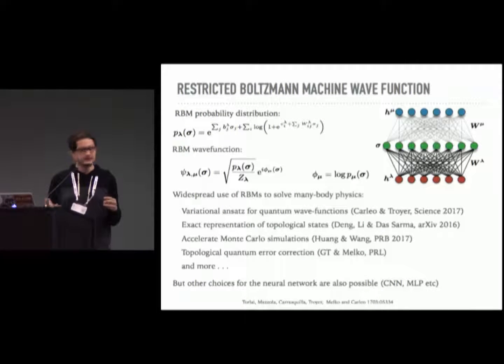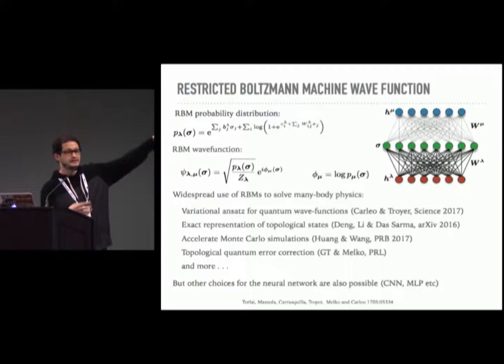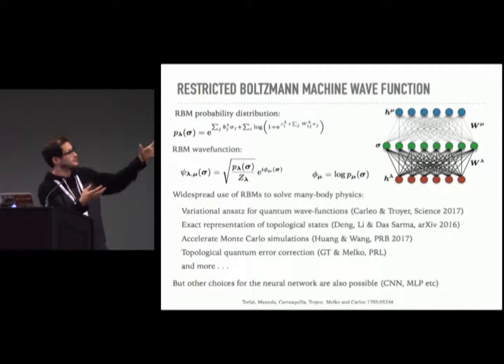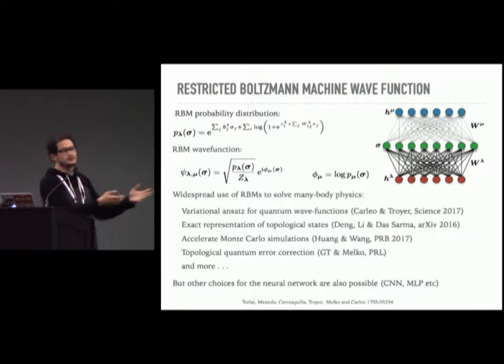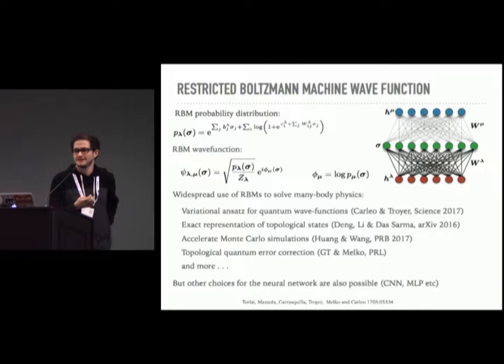But there are still some interesting properties. They're easy to handle numerically. RBMs have been extended to a wave function in this paper by Giuseppe Carleo, who used it as a variational ansatz for quantum states. So they can meaningfully represent quantum states. There are all sorts of results, exact representation of topological states, and they've been used for all sorts of different things. So we like them in physics, even though I understand in machine learning they're not so popular anymore.